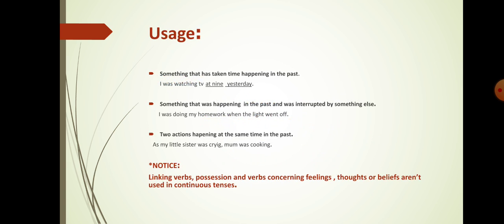Let's move to the usage of the past continuous tense. The first usage is when you express something that has taken time, happening in the past. I was watching TV at 9 yesterday. Something that was happening in the past and was interrupted by something else. I was doing my homework when the light went off.